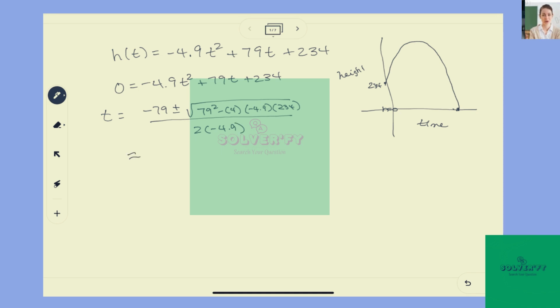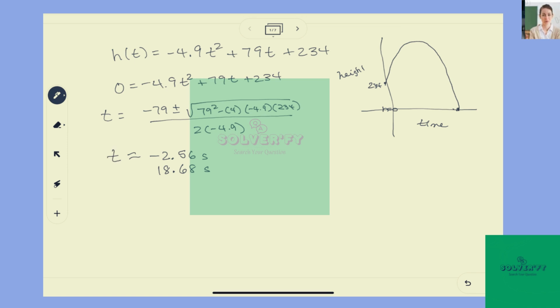Let's run that, put it in our calculators. Okay, we are going to get two values, negative 2 point, do they tell us how many decimal places? No. All right, so negative 2.56 and 18.68 seconds. Okay, so what's up with this negative?